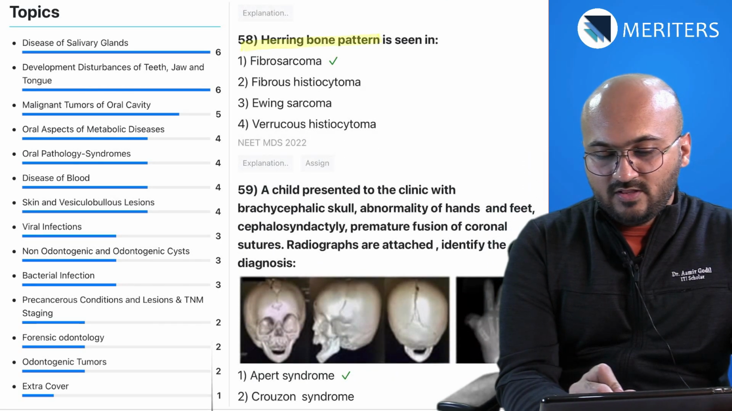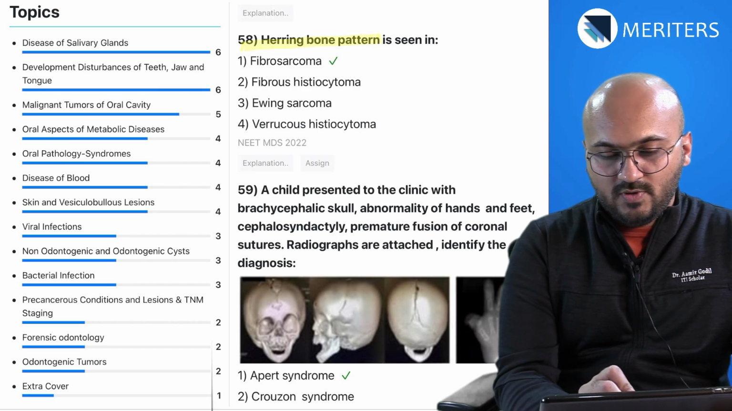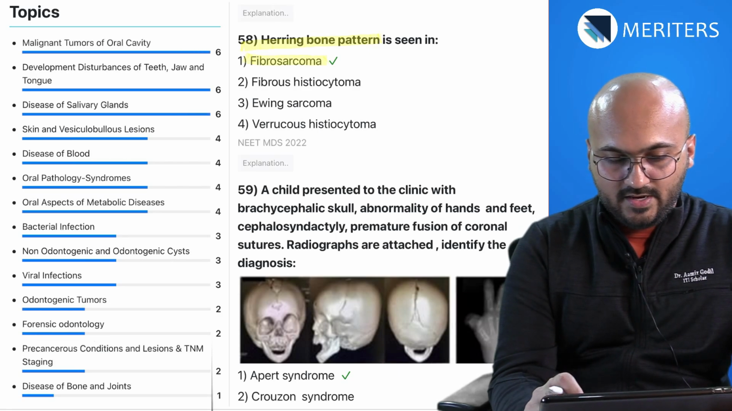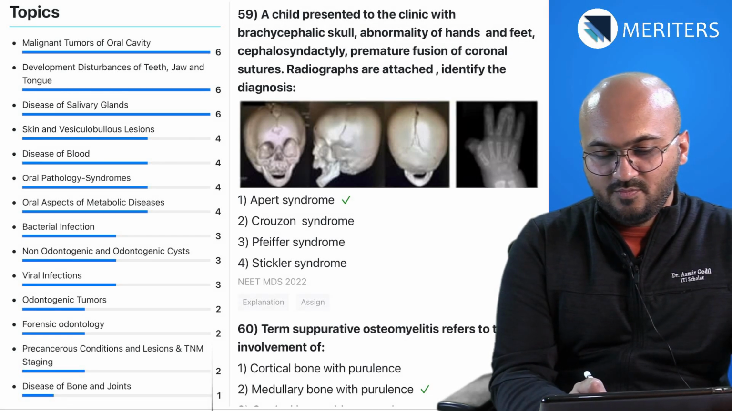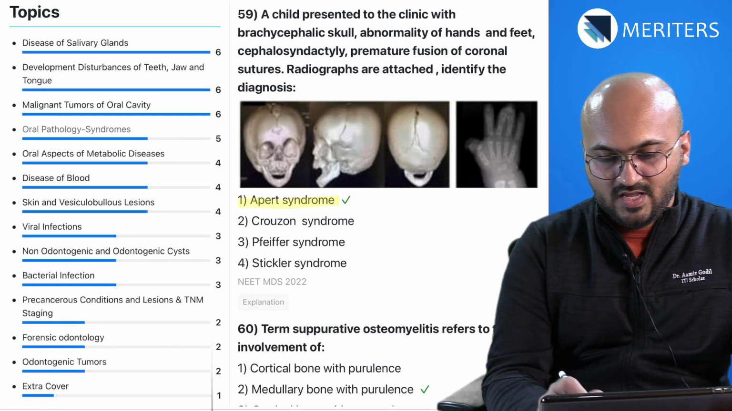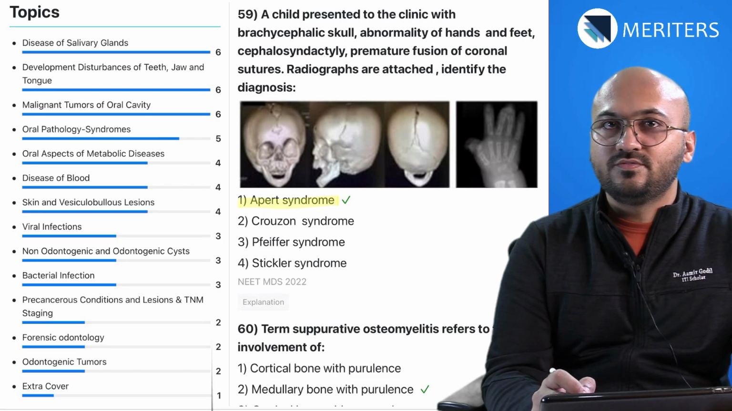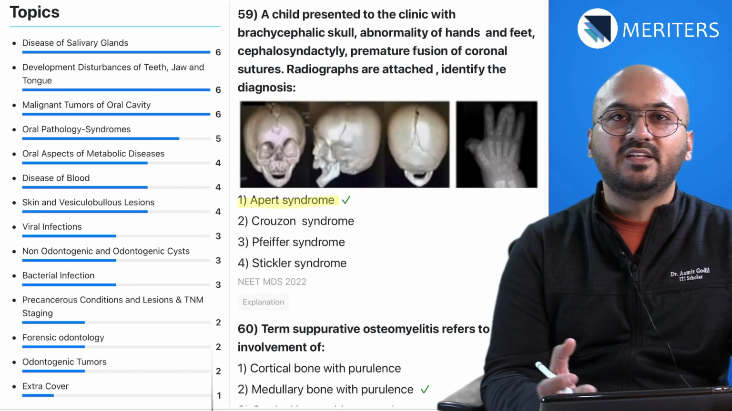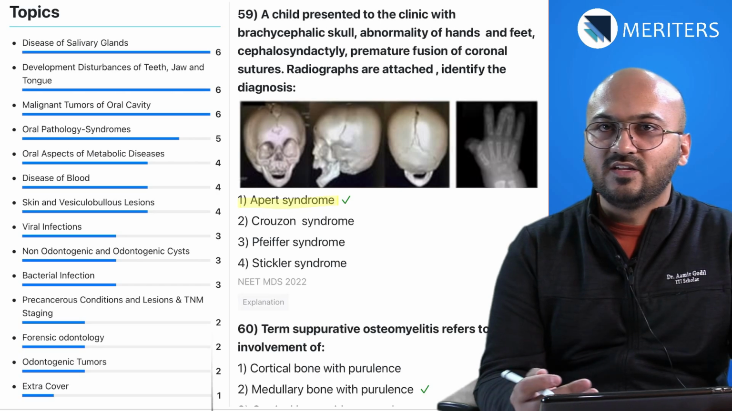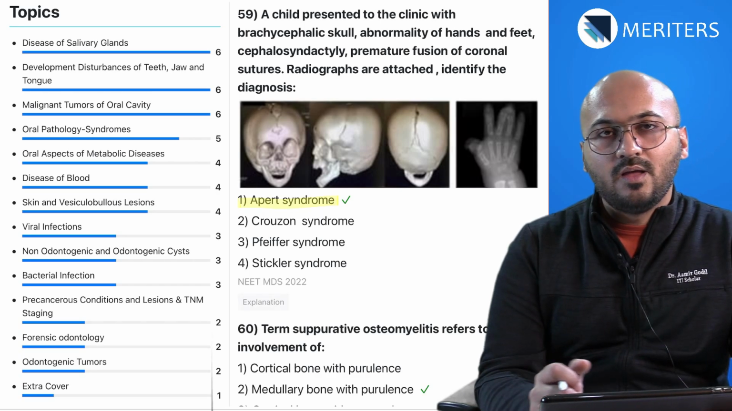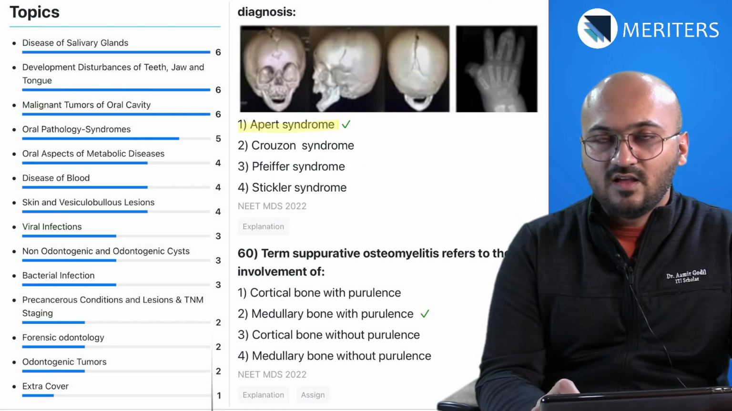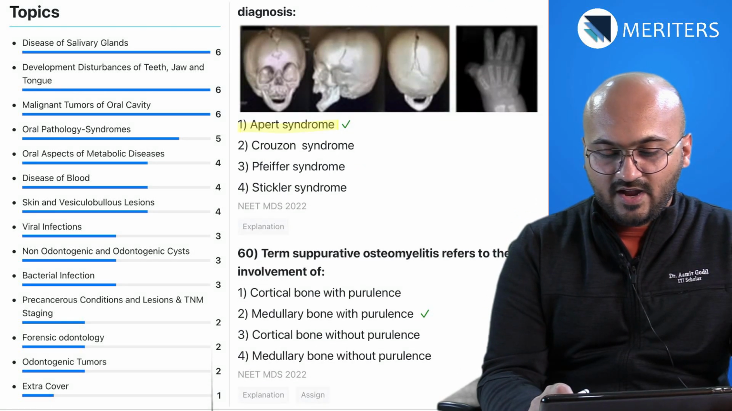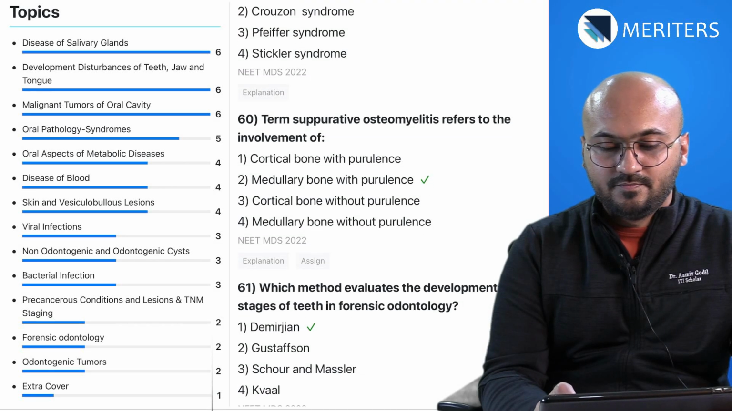Herringbone pattern, histopathologically seen in fibrosarcoma, malignant tumor. Then we have this very popular image of Eppert syndrome. If you've gone through the notes, if you've gone through explanations, you'll find these images over and over again. So new images will also be seen. But most of the time when you are seeing case-based clinical questions, the images will be very identical to what you've seen in the app.